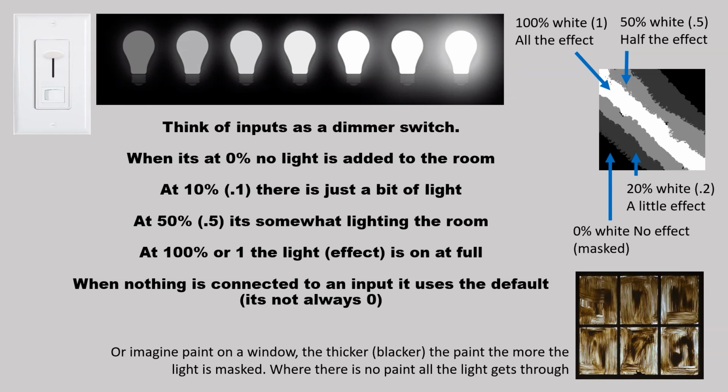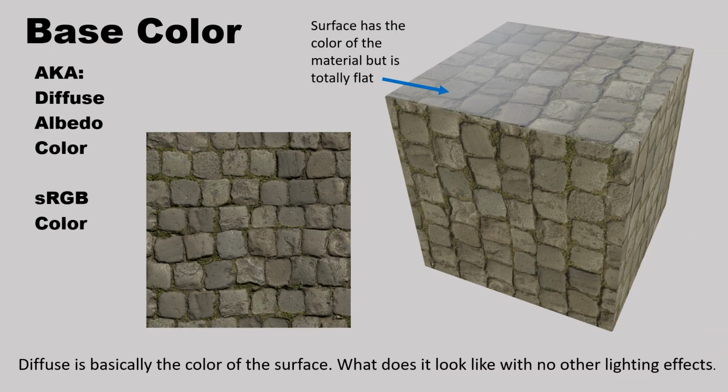If I painted it completely opaquely black, then no light would be getting through this. So each one's a little different, but the 0 to 1 thing stays the same. All right, let's look at each one of these one at a time. So the easiest one to understand is base color.